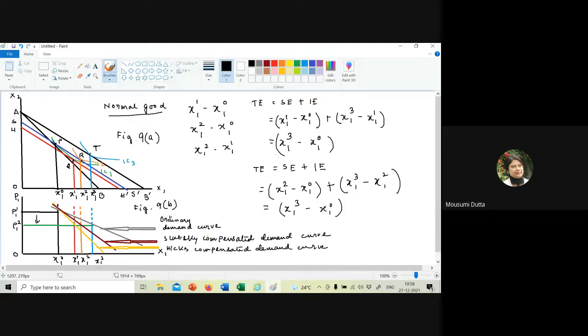Next, on the basis of this total effect, we derive the ordinary or Marshallian demand curve.